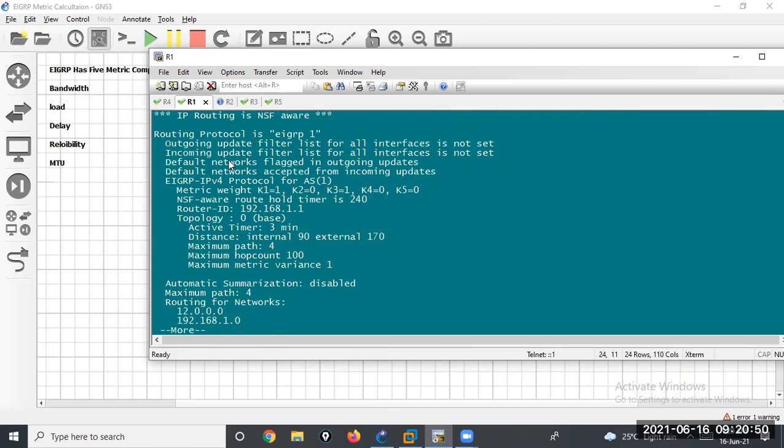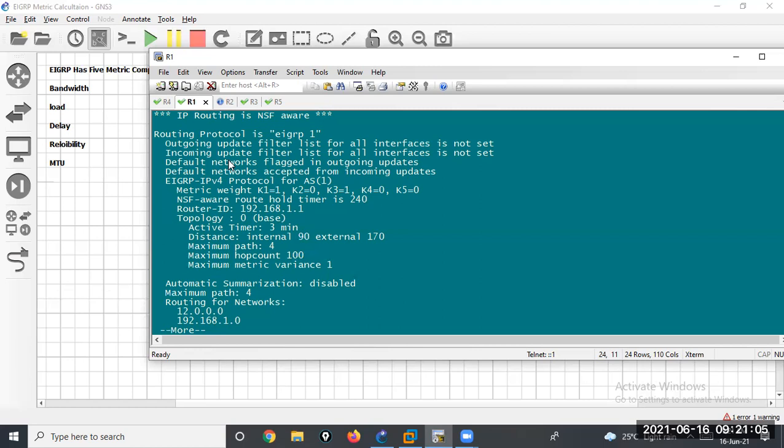But if you want to use only bandwidth, you can do that too. You can disable delay, meaning you can turn off the K3 value. If you put K3 equal to 0, EIGRP doesn't consider delay either. It considers only bandwidth. Understand? This is very, very important in interviews.